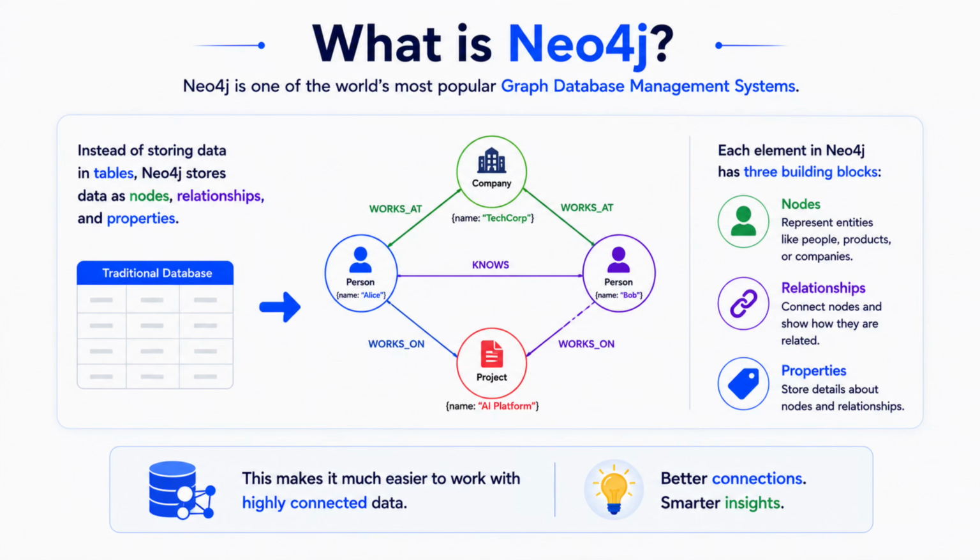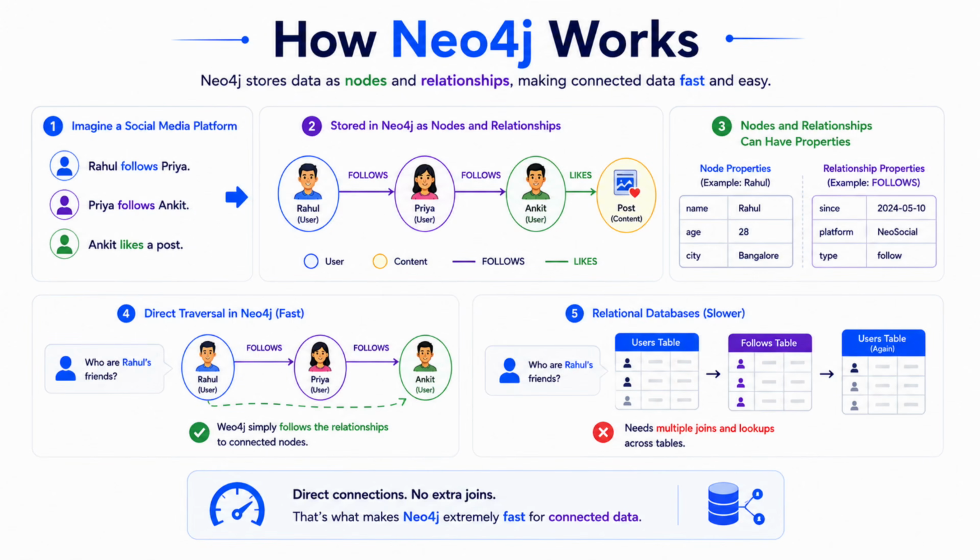So, what is Neo4j? Neo4j is one of the world's most popular graph database management systems. Instead of storing data in tables, Neo4j stores data as nodes, relationships, and properties. This makes it much easier to work with highly connected data. Now, you might be wondering how Neo4j actually works.